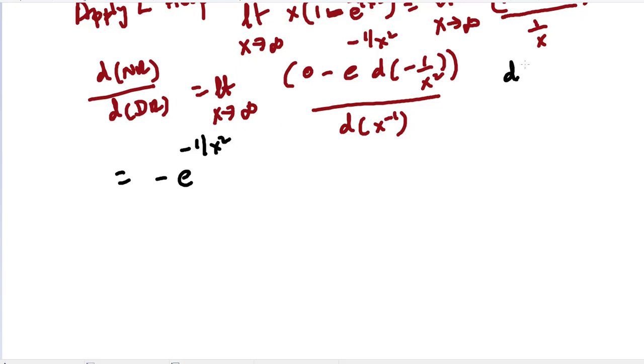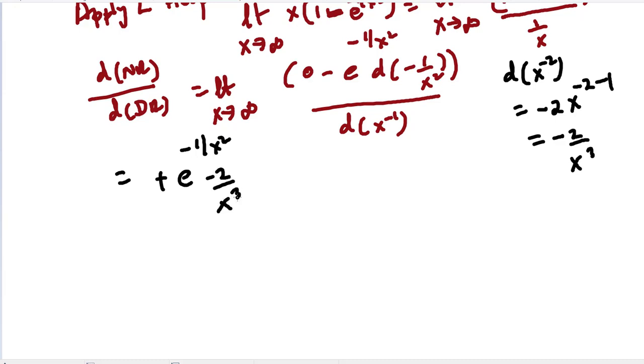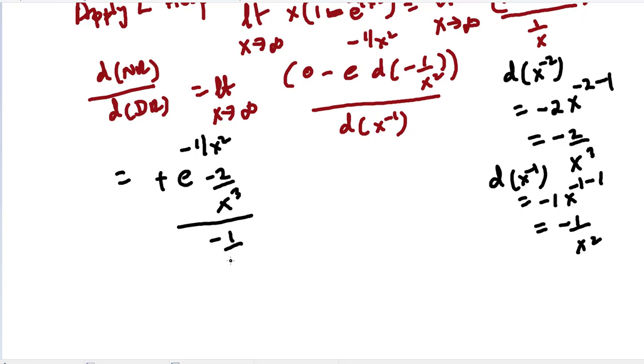And since I have a negative sign, this would become positive. Now 1 over x squared, I'm going to write as x to the power of negative 2. If I differentiate this, I get negative 2 times x raised to the power of negative 3, which can be rewritten as negative 2 over x raised to the power of 3. This is divided by d of x raised to the power of negative 1. Differentiating this gives me negative 1 times x raised to the power of negative 2, which is negative 1 over x squared.